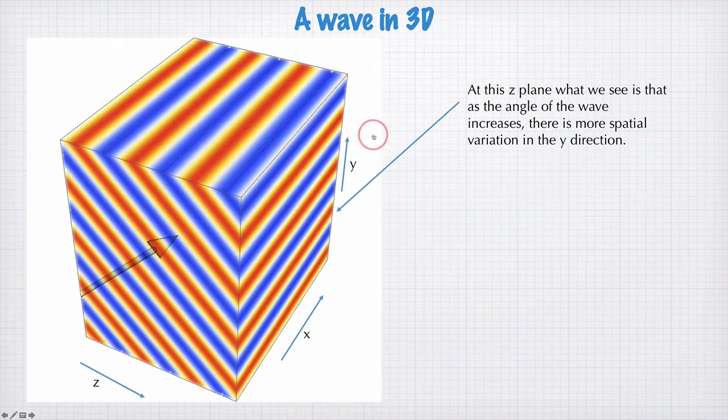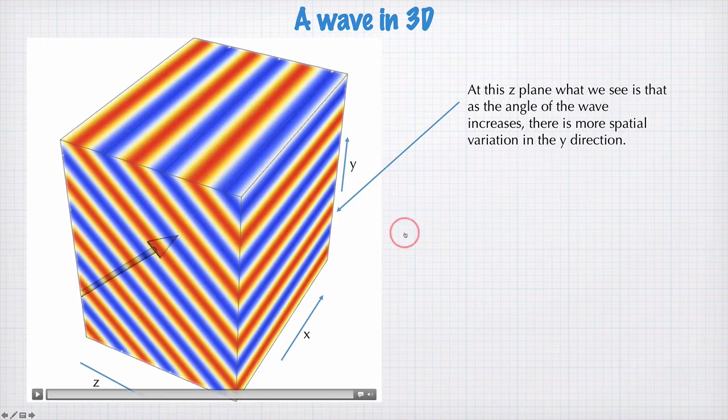So, to summarize, at this particular z-plane, in fact all the z-planes, what we see is that as the angle of the wave increases, there's more spatial variation in the y direction, so the spatial frequency in the y direction at this plane increases.